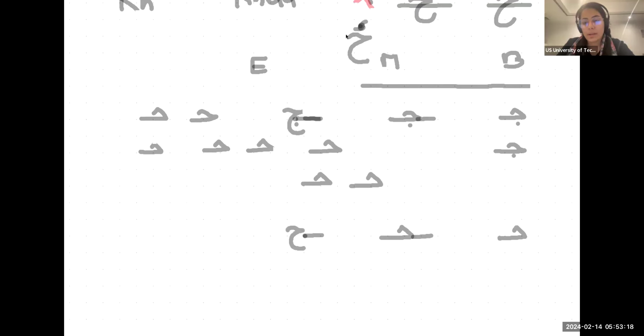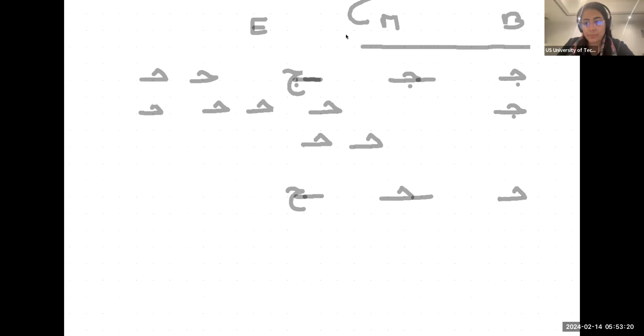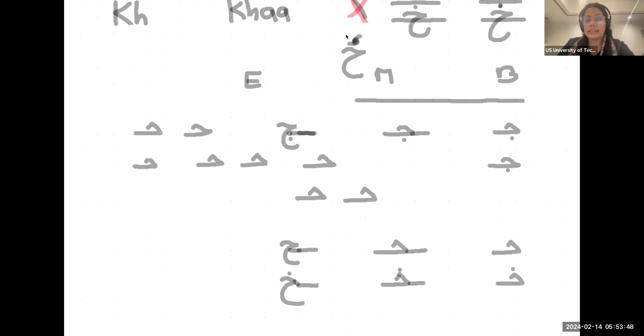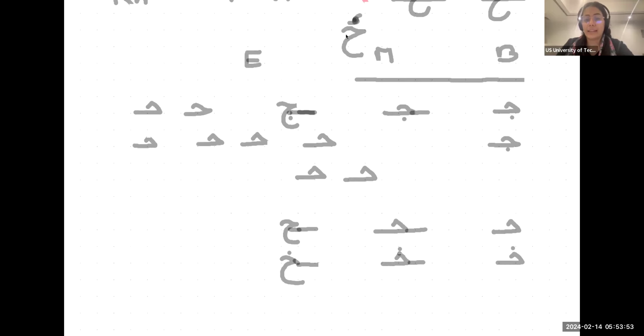Okay. What about the kha? Kha. This is the kha. Connecting line. Kha again, with the dot up, and connecting line. And then kha again, with the dot. Don't forget the dot, okay? So these are the jim, the ha, and the kha.